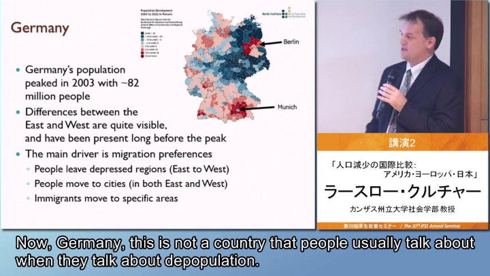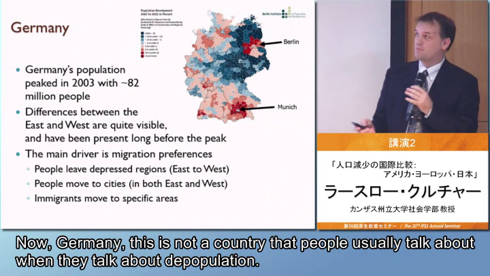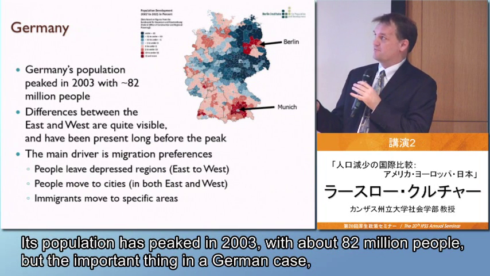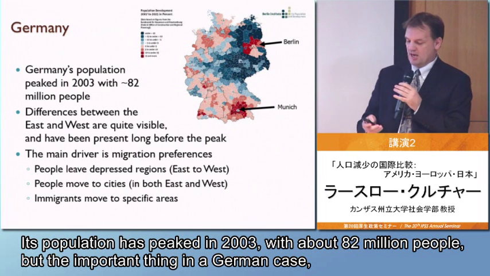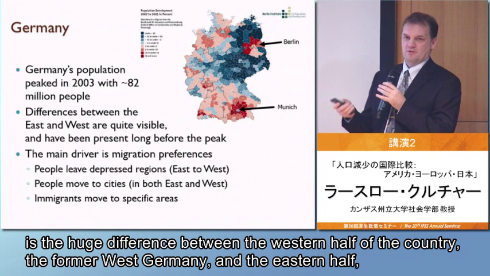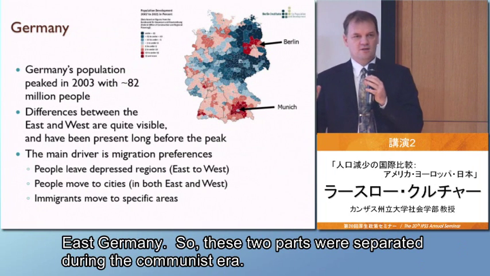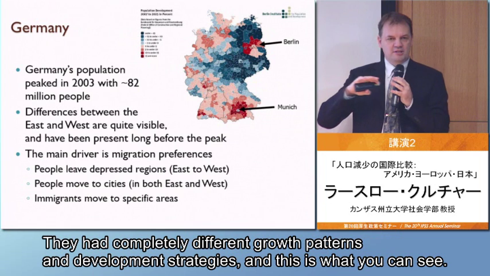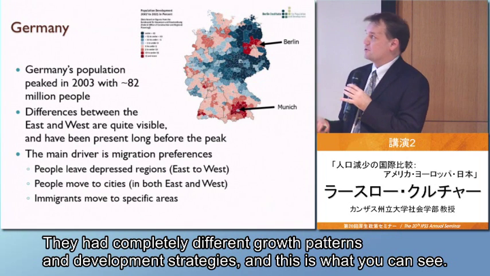Now, Germany. This is not a country that people usually talk about when they talk about depopulation. Its population peaked in 2003 with about 82 million people. But the important thing in the German case is the huge difference between the western half of the country, the former West Germany, and the eastern half, East Germany. These two parts were separated during the communist era. They had completely different growth patterns and development strategies, and this is what you can see.